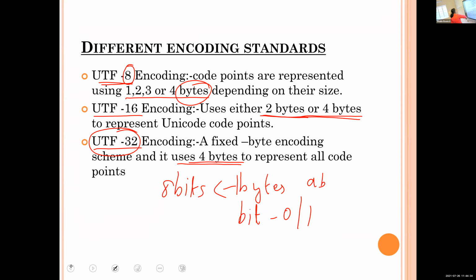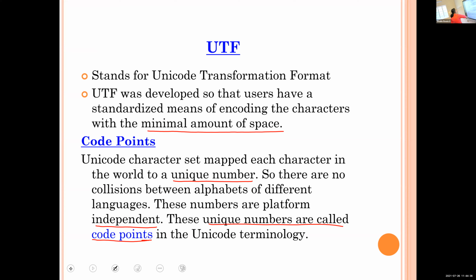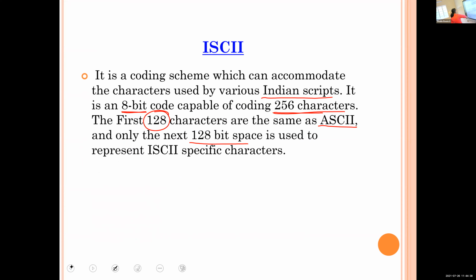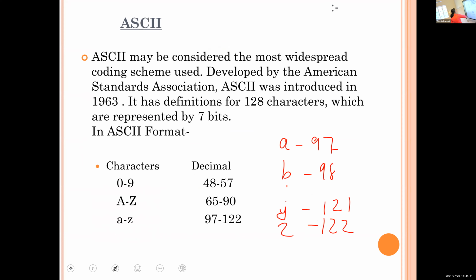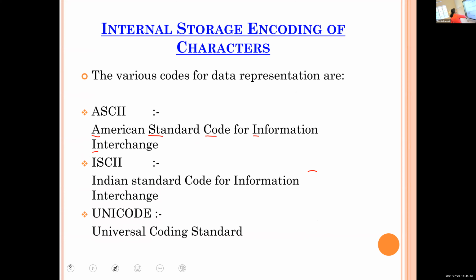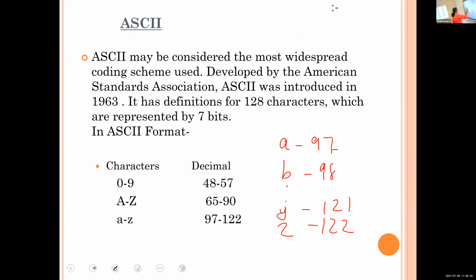So these are the topics related to ASCII and ISCII. First we learn about ASCII. The main points in encoding of characters: first you must know what ASCII is and its expansion, and also ISCII and its expansion, and Unicode and its expansion.